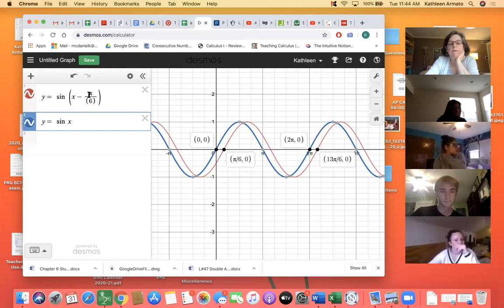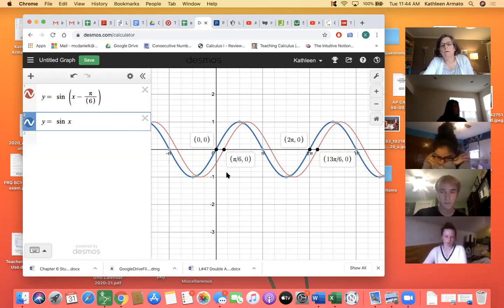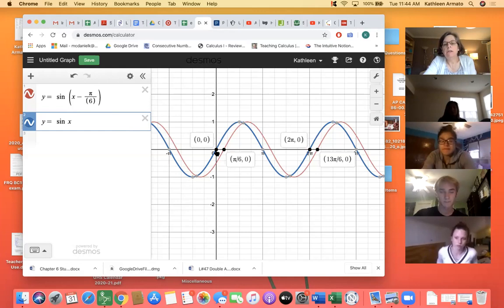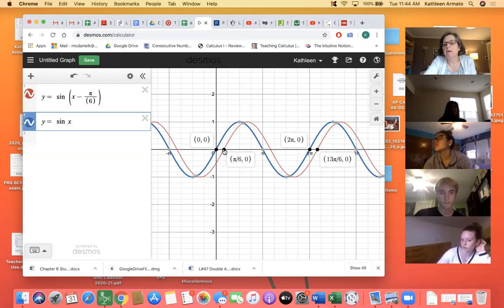What is this minus pi over 6? What did it do to the graph? It shifted it over to the right one. One what? Like how much did it shift it over? It normally starts at 0, and now if we click on where the red curve hits the x-axis, the x-coordinate there is pi over 6. Looks like it shifted it over pi over 6. Exactly.